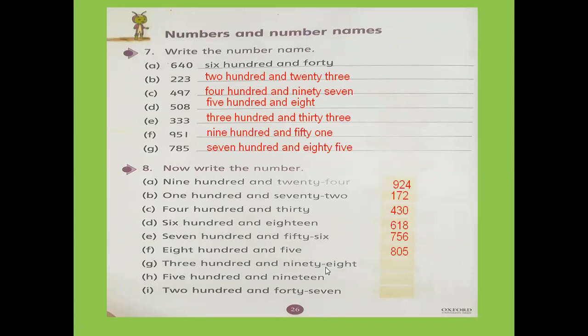Three hundred ninety-eight: 398. Okay. Five hundred nineteen: 519. 500 and 19, it will become 519. Very easy. Two hundred forty-seven: 247. Okay. So you will write this one in your book. And if you have no book, then with the help of this video, you will write in your notebook. Okay, boys.